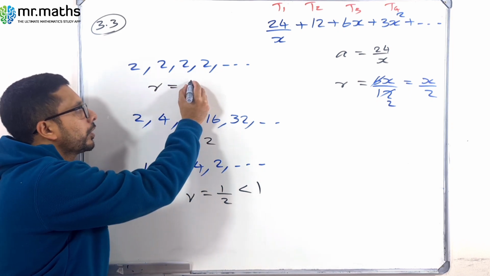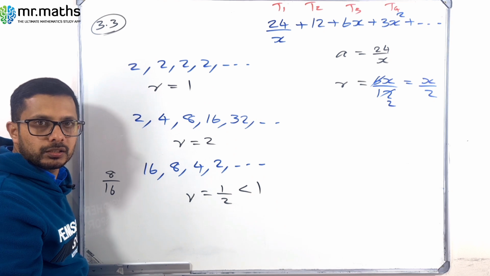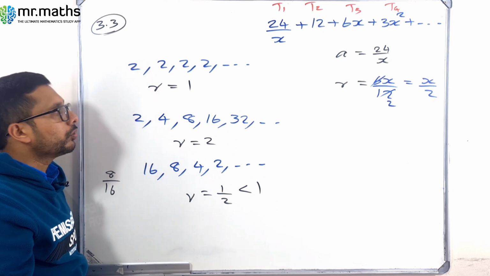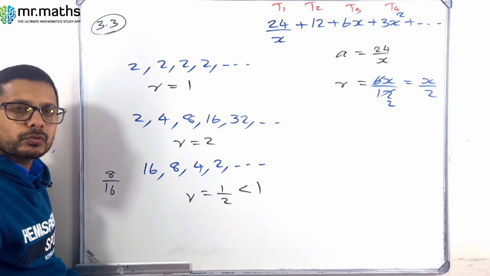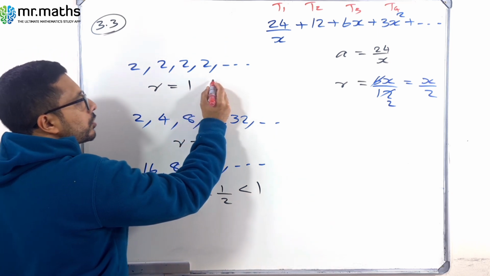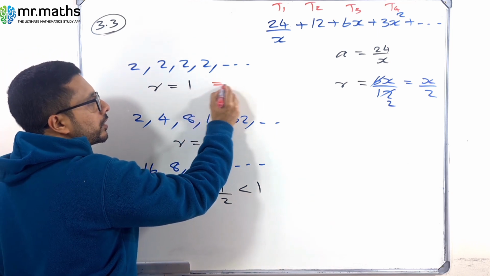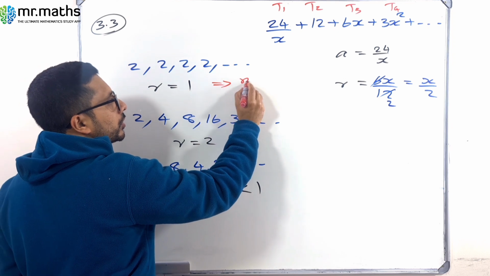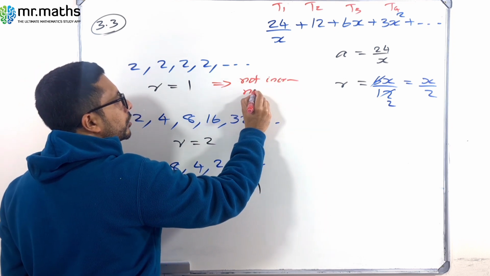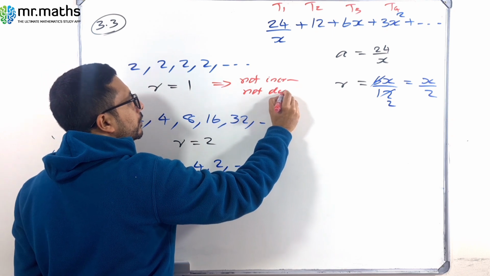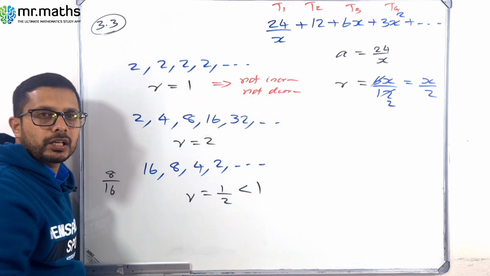And what is that common ratio? It is 1. You understand? So when R is equal to 1, it's not increasing, it's not decreasing. Am I right? It is constant when R is equal to 1.